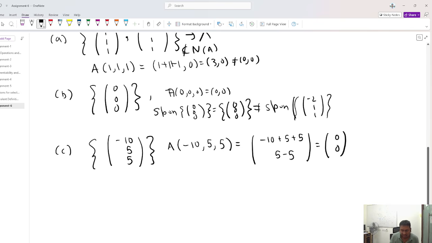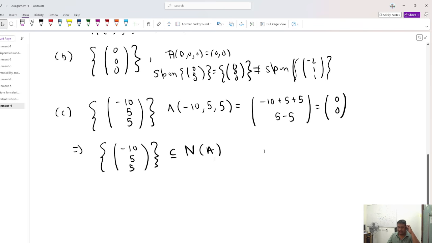Well, so this implies that this thing is in fact in the null space of A. Okay. And note that we have proved this in remedial classes, or you might have done it in class, or if you haven't done it, do that. A non-zero singleton. This is a non-zero vector, right? So a non-zero singleton is always linearly independent.